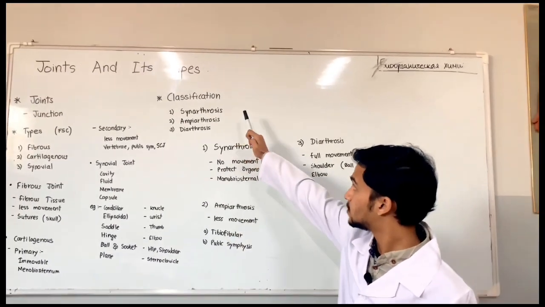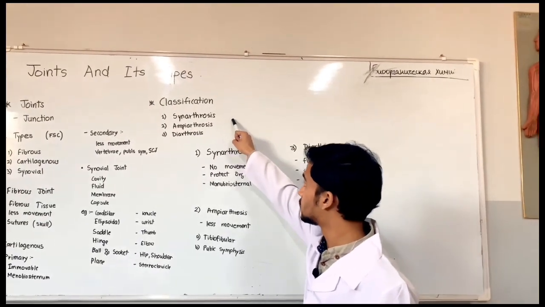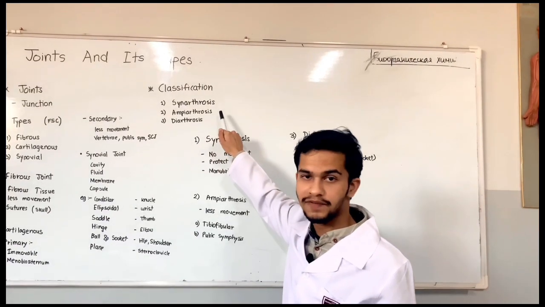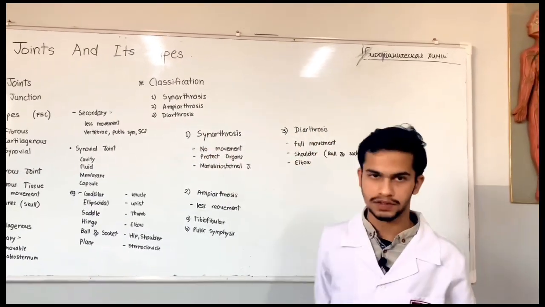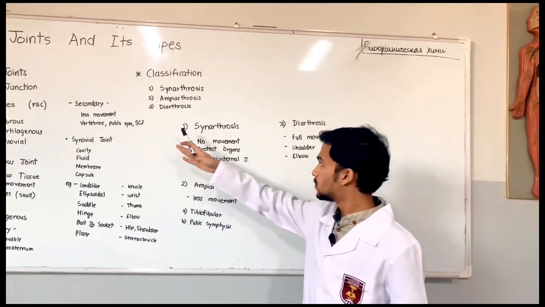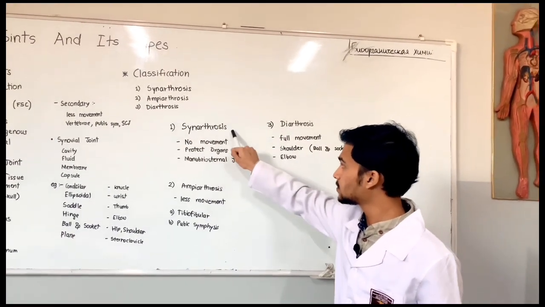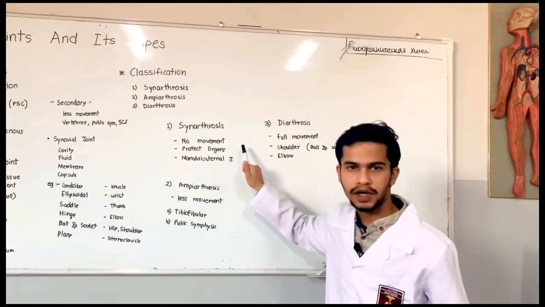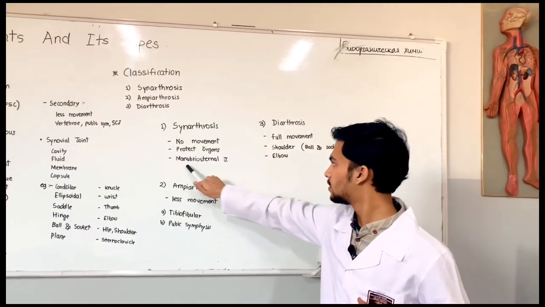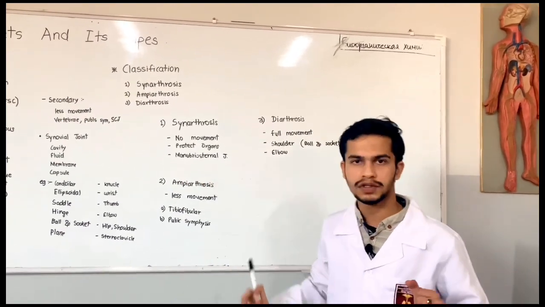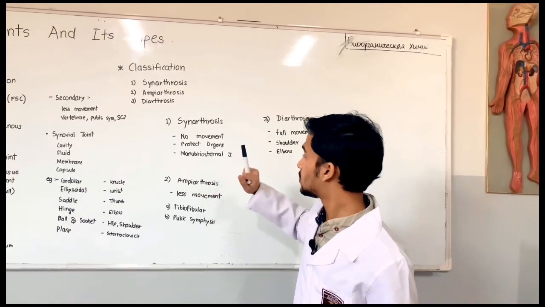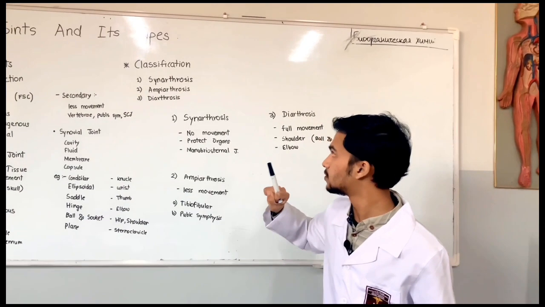Then the joints are classified into three types. First is synarthrosis joint, second is amphiarthrosis, and third is diarthrosis joint. Synarthrosis joints possess no movement or less movement. They protect internal organs, and the example of synarthrosis joint is the manubriosternal joint.